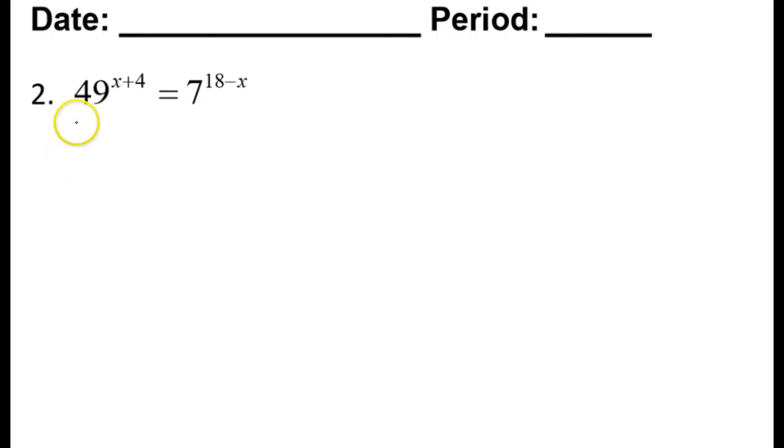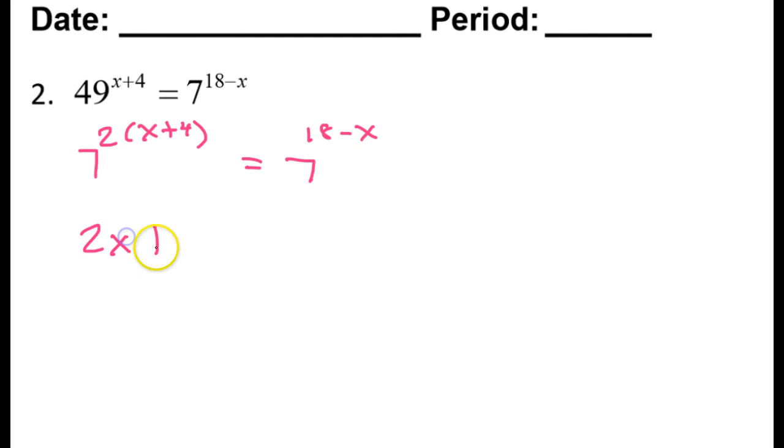Number 2 is very similar. Obviously, we will go with a base 7. So 49 can be written as 7 squared. And then you have x plus 4. And then we'll just keep the 7 to the 18 minus x power. If the bases are equal, the exponents have to be equal. So that means 2x plus 8 will equal 18 minus x.